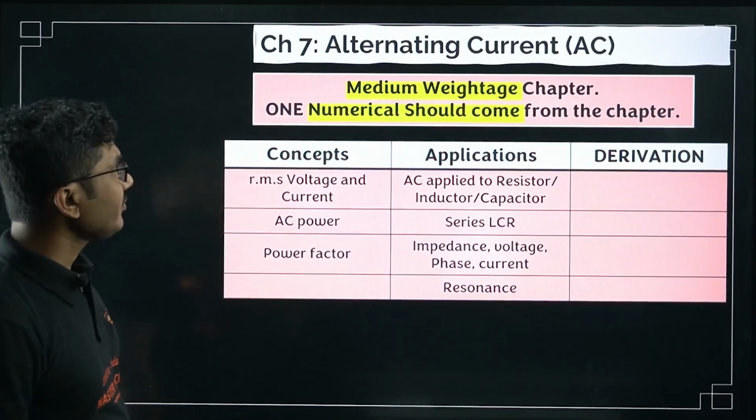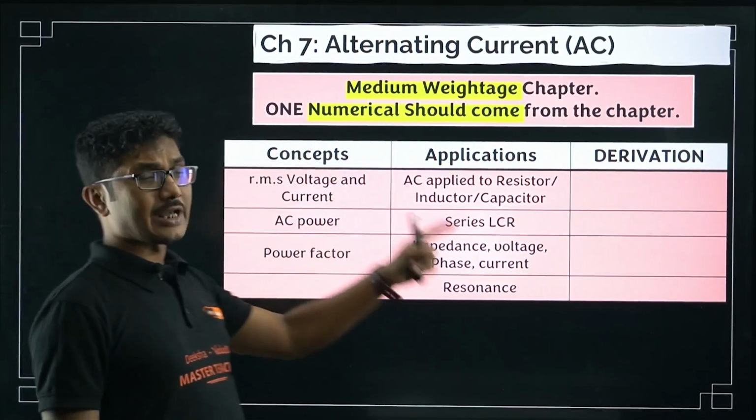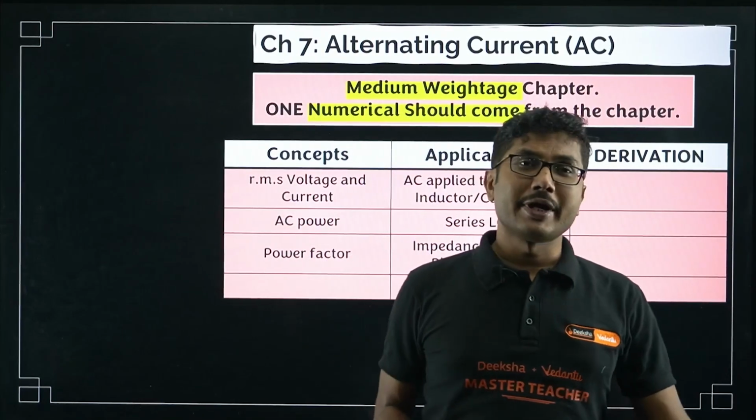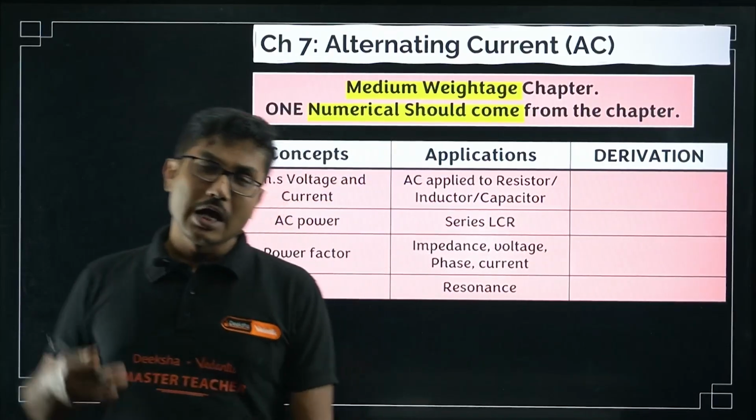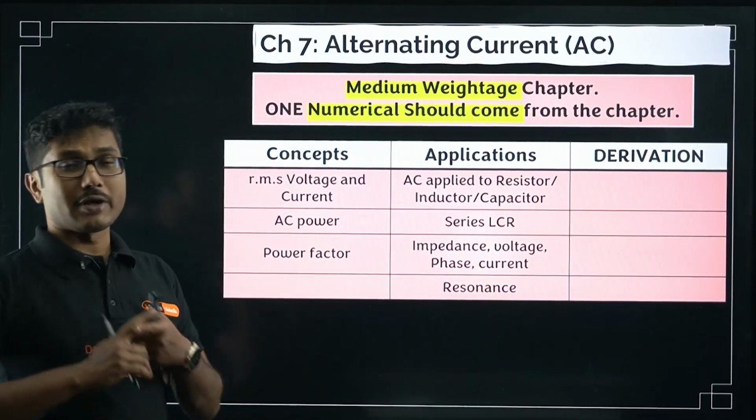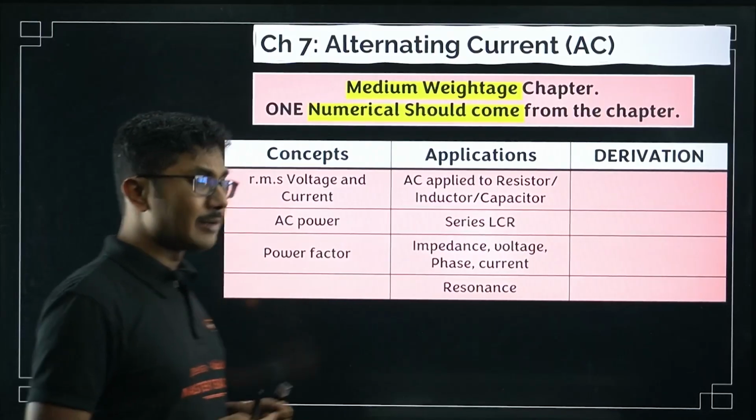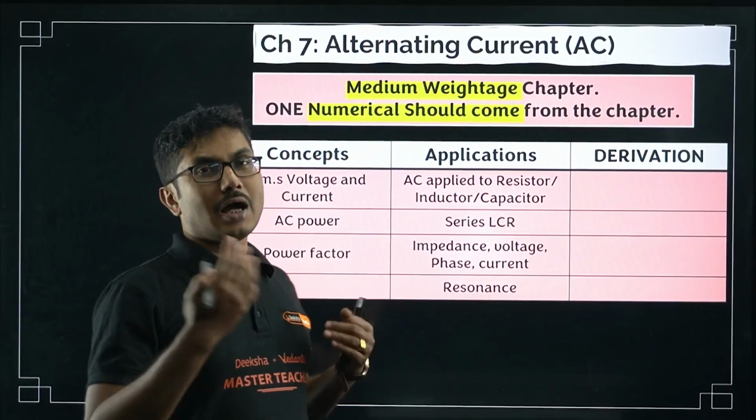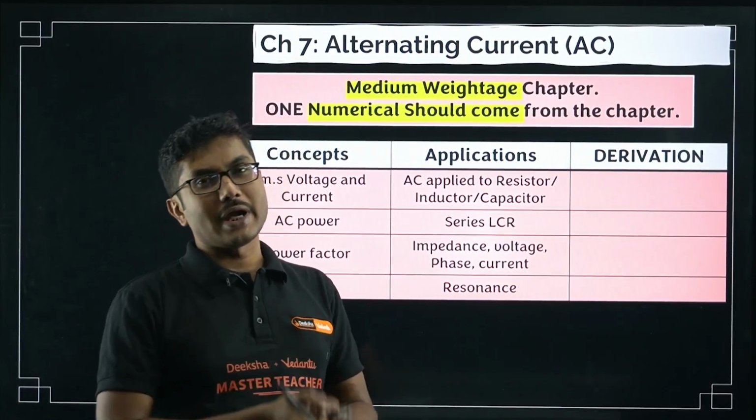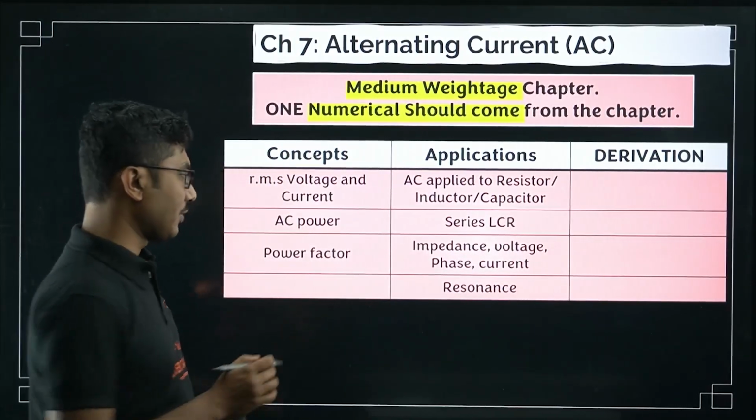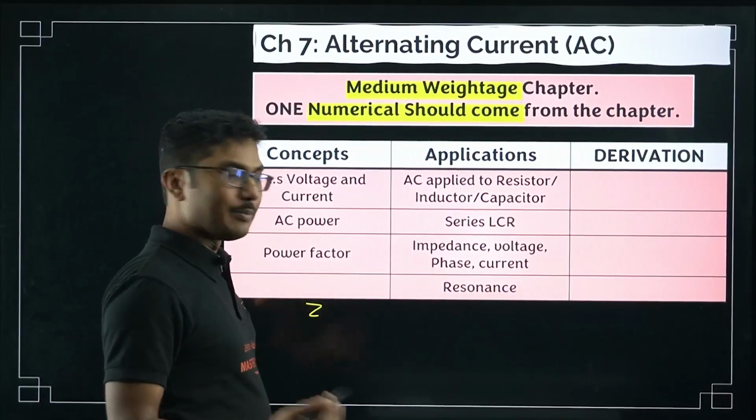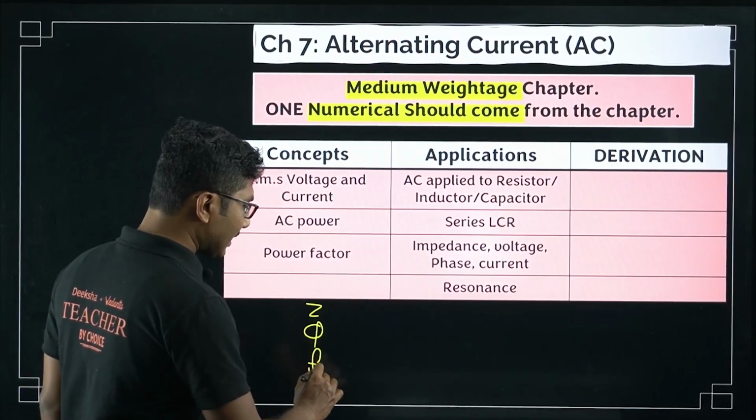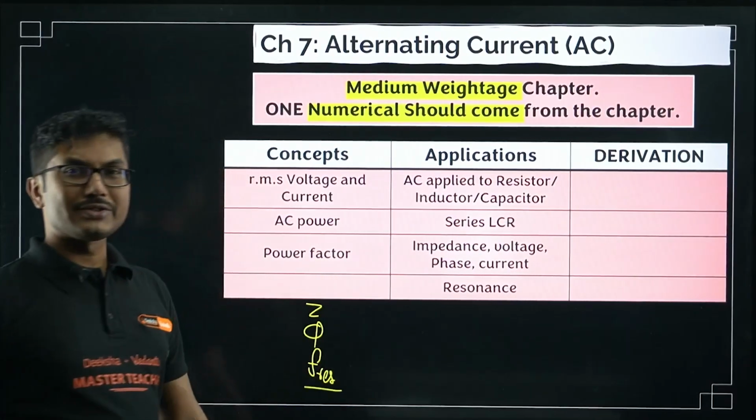Now alternating current, a medium weighted chapter, but this chapter is important for numericals. So this is another recommendation from my side for your numerical questions. From this chapter almost a guaranteed numerical will come, and the pattern is fixed. 3 to 4 different patterns are there. If you practice them, then you can solve any numerical question from this chapter. Calculate impedance, calculate phase difference, calculate the resonance frequency. These are the common questions from this chapter.